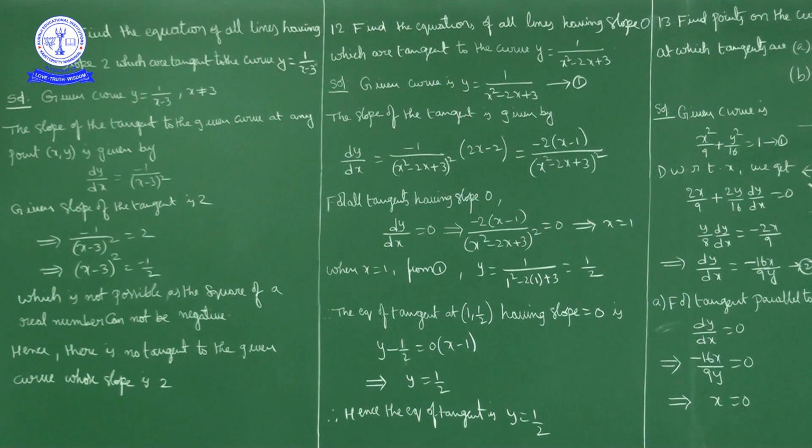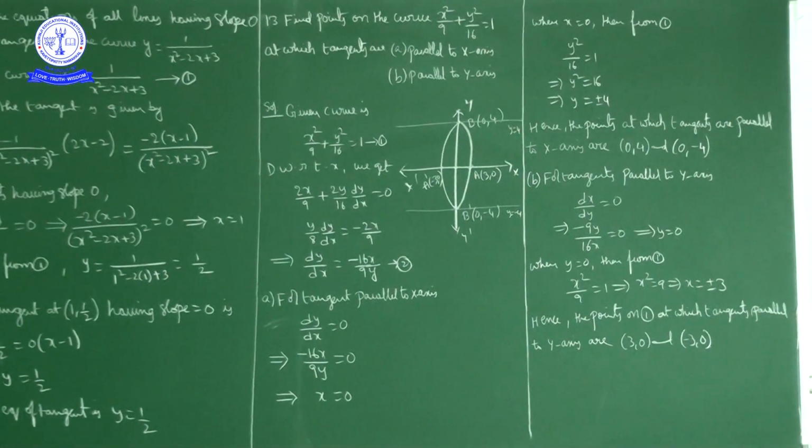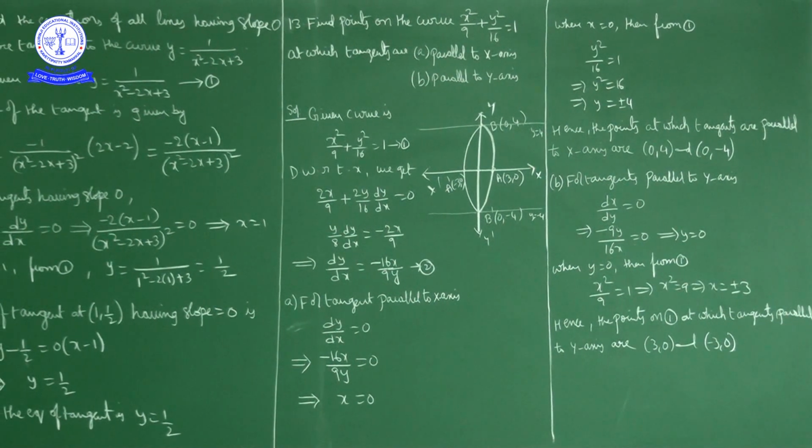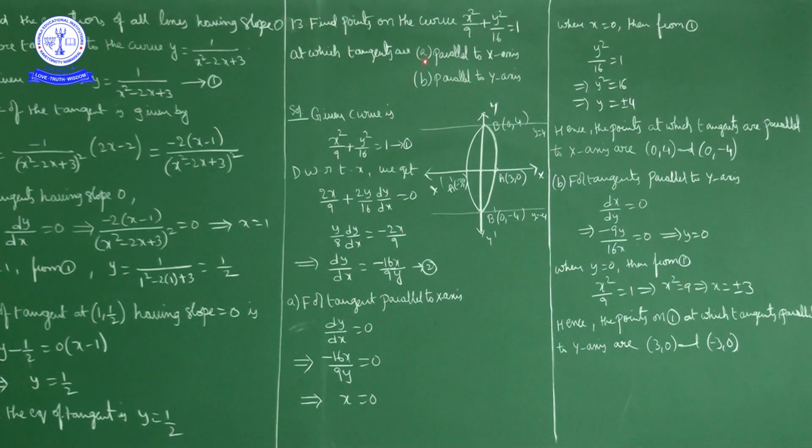Okay. Next question. Question number 13. Find points on the curve x square upon 9 plus y square upon 16 is equal to 1, at which tangents are parallel to the x-axis. Second question, at which tangents are parallel to the y-axis. Tangents parallel to the x-axis and tangents parallel to the y-axis.